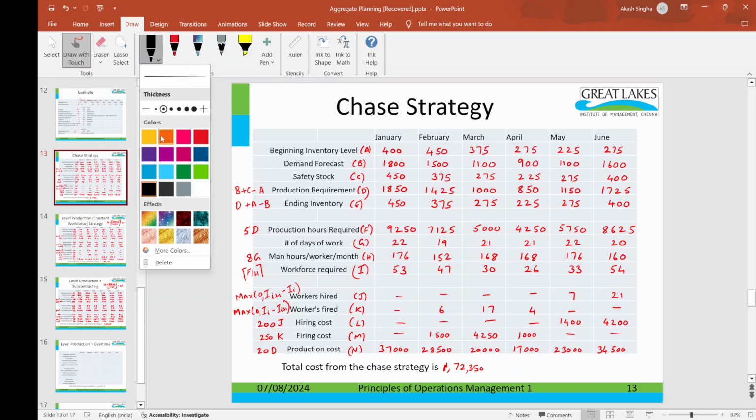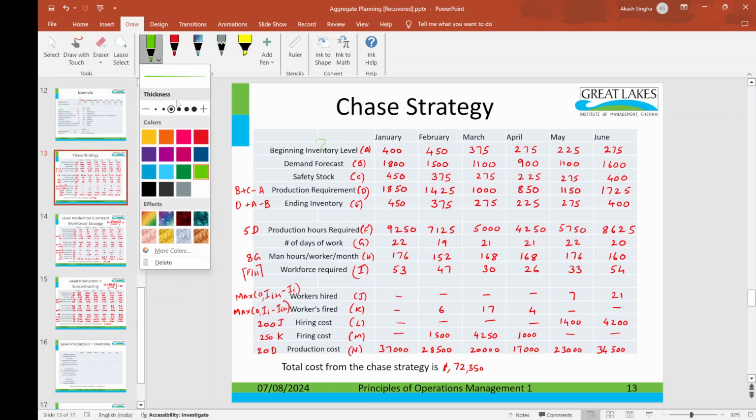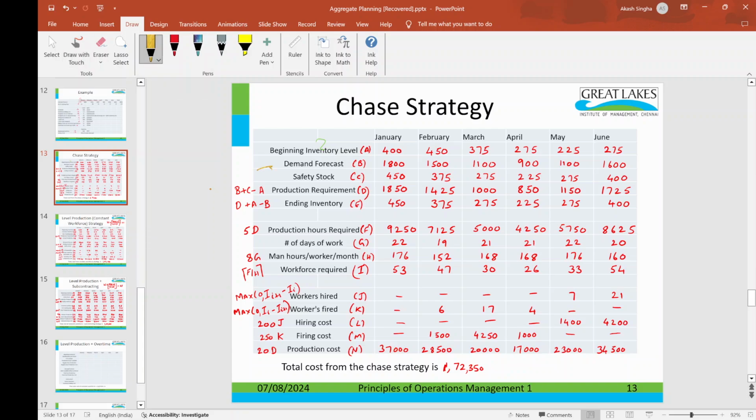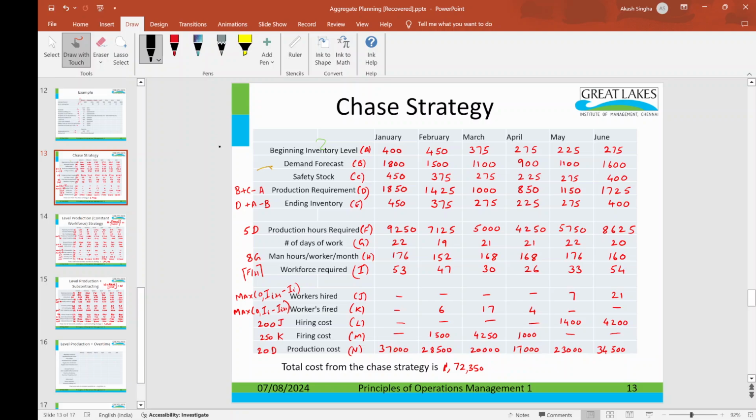Let me change the color, I guess. Is this? No. Wow, really nice. No. I guess black would be fine.